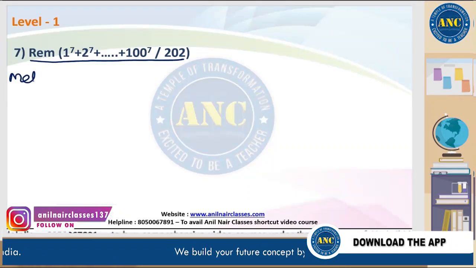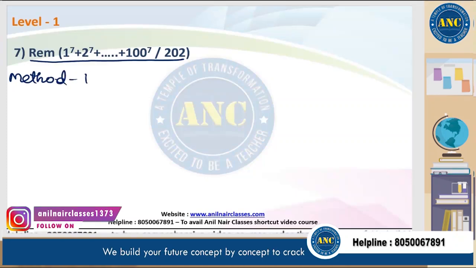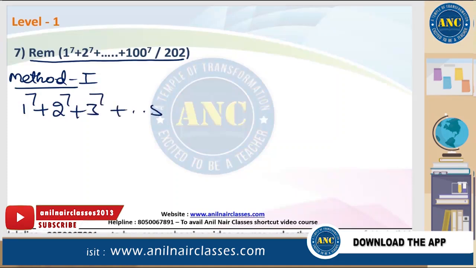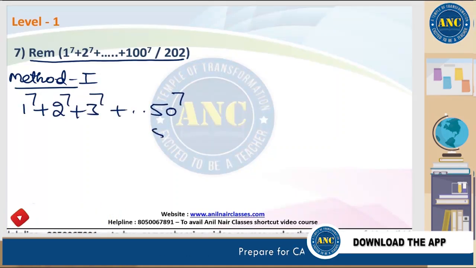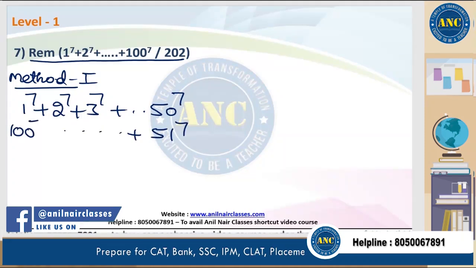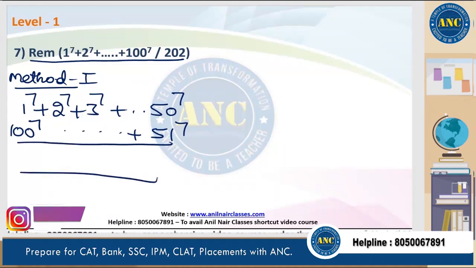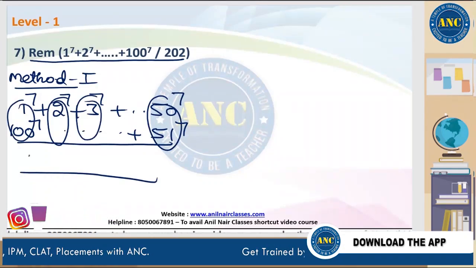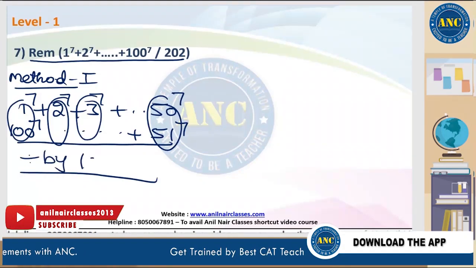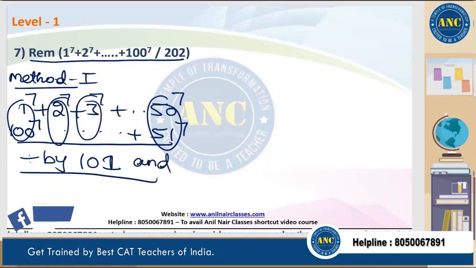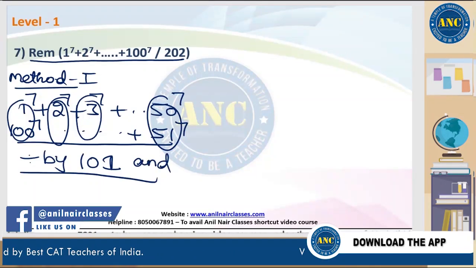So method 1. You can write it like this: 1 power 7, 2 power 7, 3 power 7 and so on up to 50 power 7, 51 power 7 and so on up to 100 power 7. Pairing terms, the sum is nothing but 101, 101, 101, 101. All are divisible by 101. And there is one more thing: 1 power 7 plus 100 power 7.